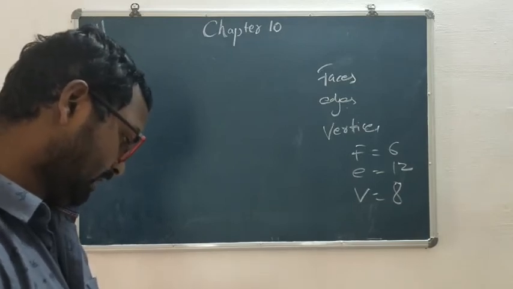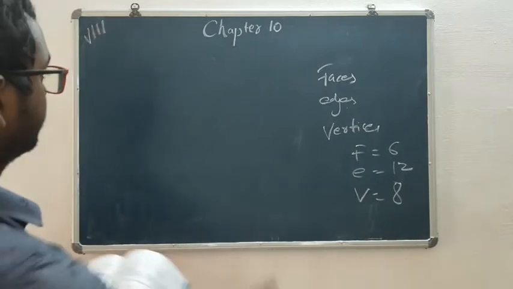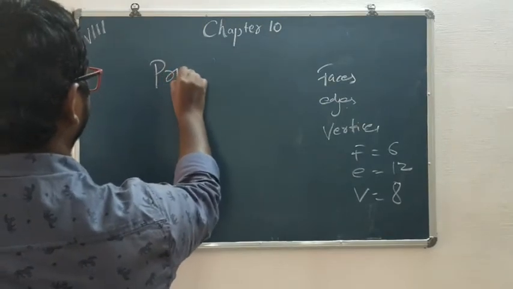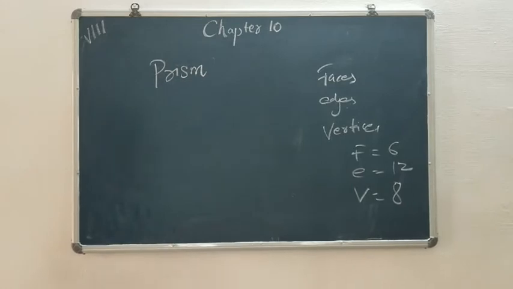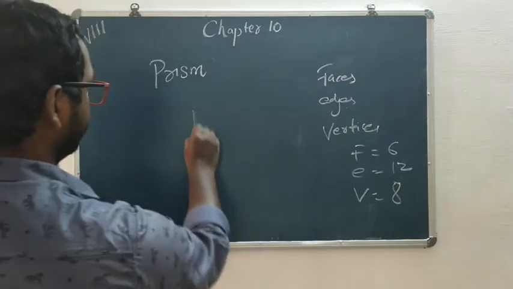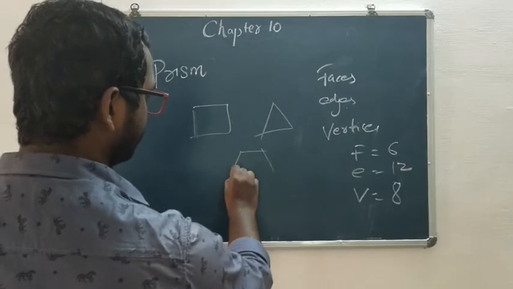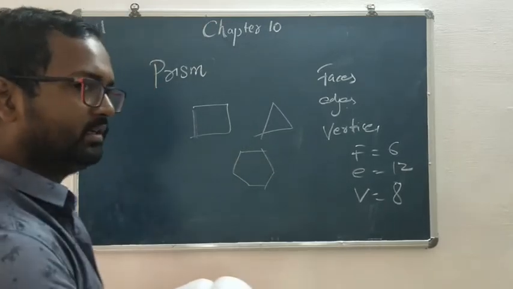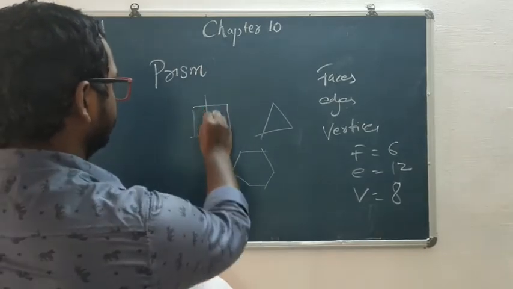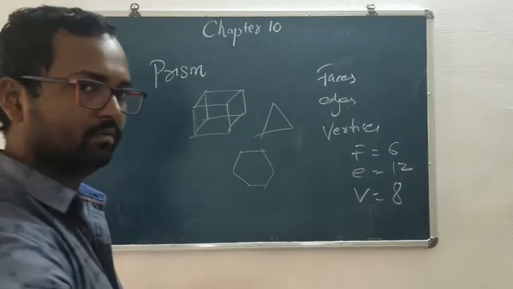So now let's look at what is a prism. Basically a prism can have 4 sides or 3 sides or 5 sides, it's okay. But the only condition is whatever you have in the front, you should have the same in the back side also.